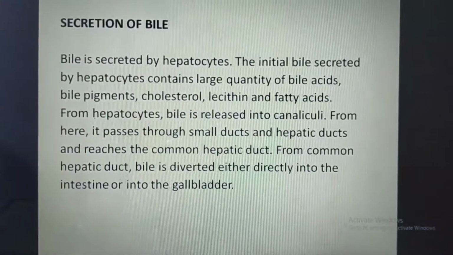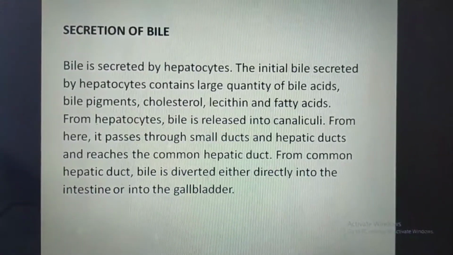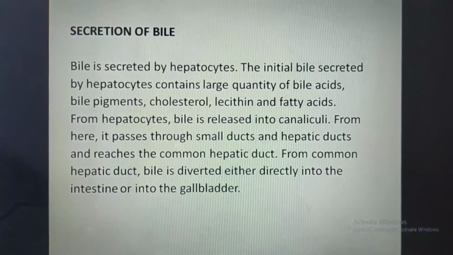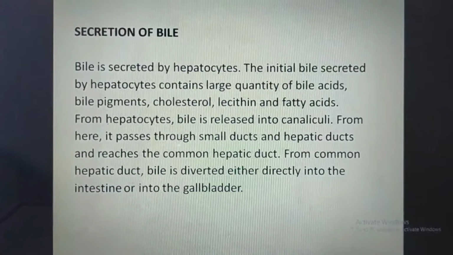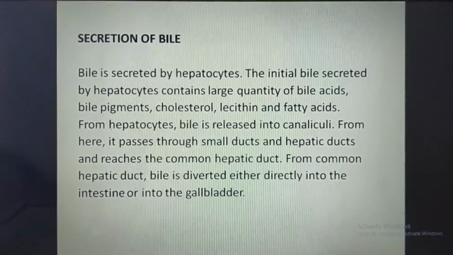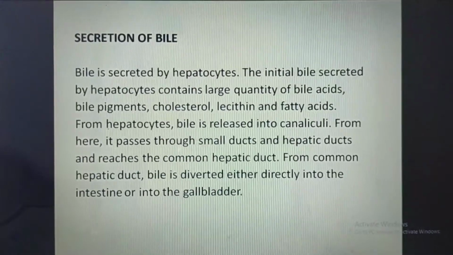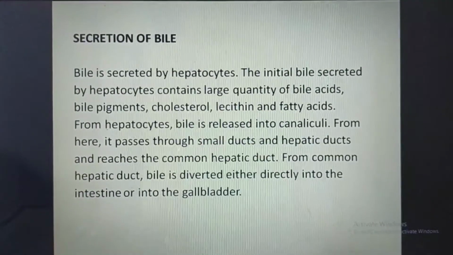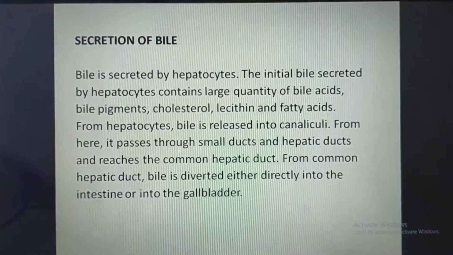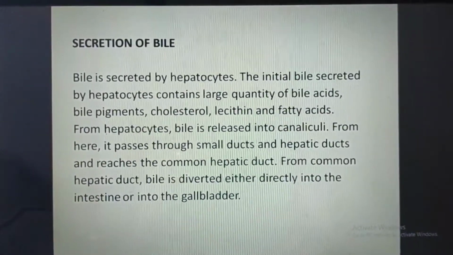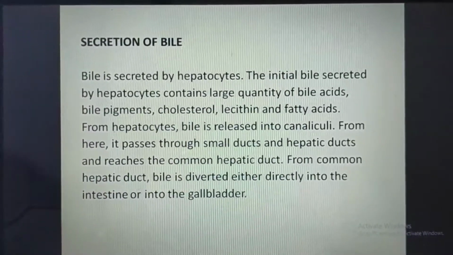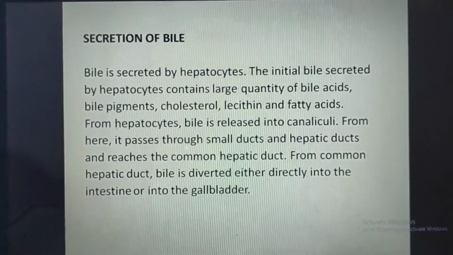Secretion of bile. Bile is secreted by hepatocytes. The initial bile secreted by hepatocytes contains a large quantity of bile acids, bile pigments, cholesterol, lecithin and fatty acids. From hepatocytes, bile is released into canaliculi. From here, it passes through the small ducts and hepatic ducts and reaches the common hepatic duct. From the common hepatic duct, bile is diverted either directly into the intestine or into the gallbladder.